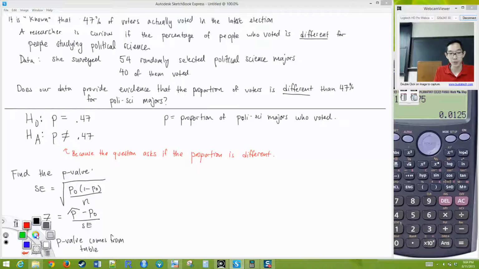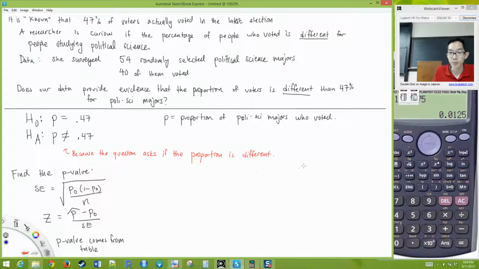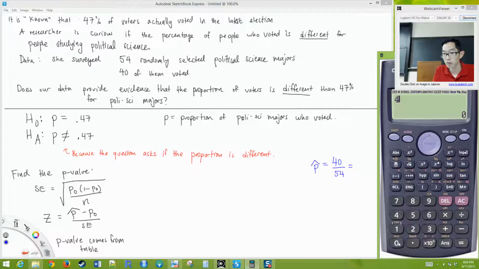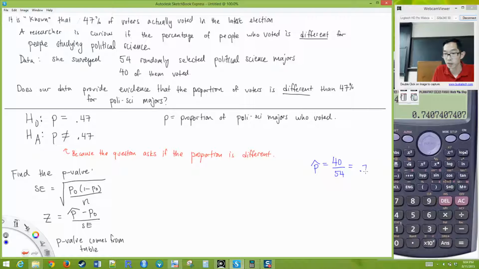Okay, so let's do some work over here. What is p hat? P hat is the proportion that we observed in our sample. So we look at our data and we say she surveyed 54 political science majors, and how many of them voted? 40. So our p hat is going to be 40 divided by 54. So let's figure out what that is. We get 0.7407407407. Okay, so I'm just going to write 0.7407.